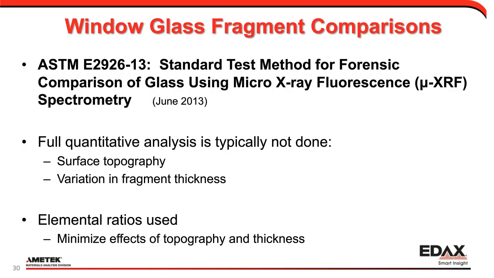Window glass fragment comparisons now have a standard test method associated with them. So what they're doing in this standard test method is that they are looking at window glass found at a crime scene, and they are comparing it to glass fragments that might be found on a suspect's clothing. And this was such an interesting forensics analysis in the United States that a group of the forensics laboratories and some universities got together and developed a standard test method for this.